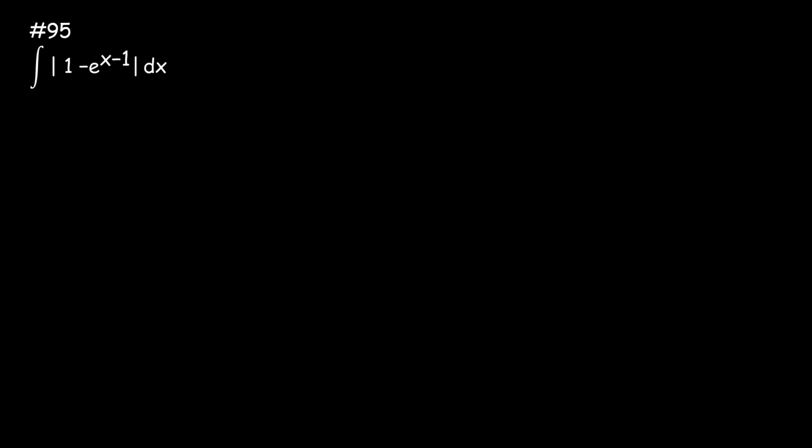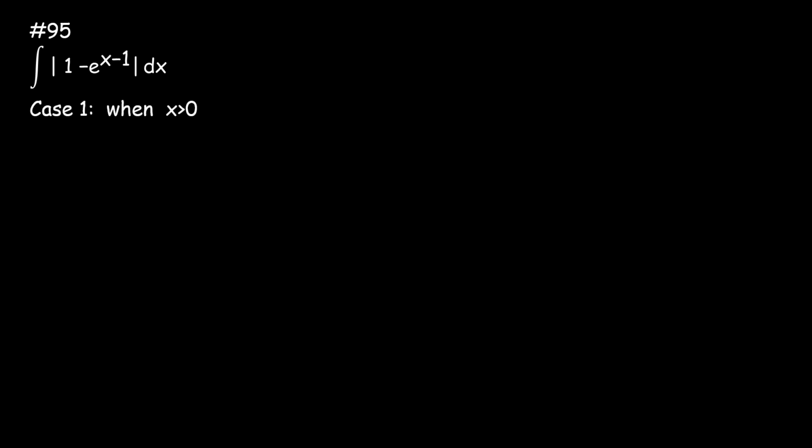Question 95. We have the absolute value of 1 minus e to the power x minus 1. Now this question is different. We can do it two ways. We need to get the absolute value function of the function itself, so when it's negative and when it's positive. So case 1, when x is greater than 0, what do we have?